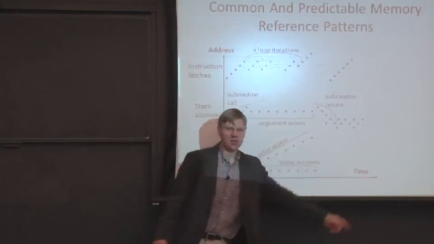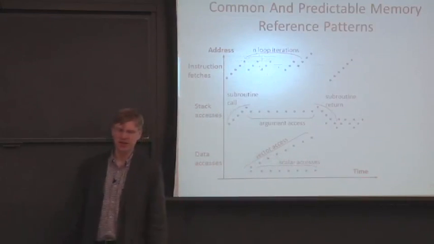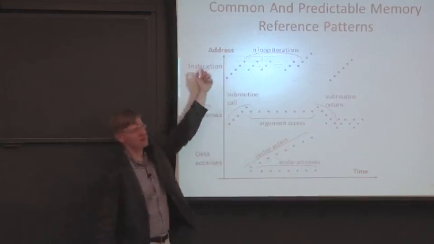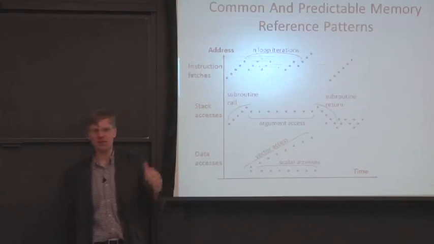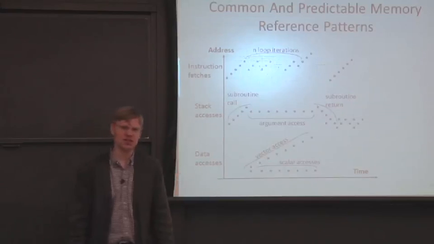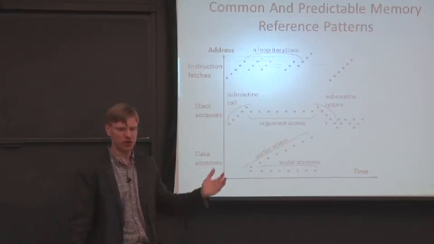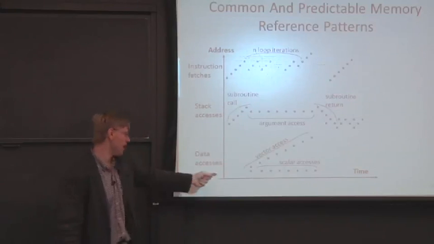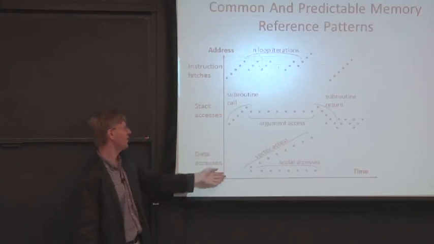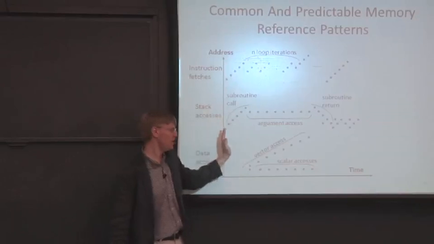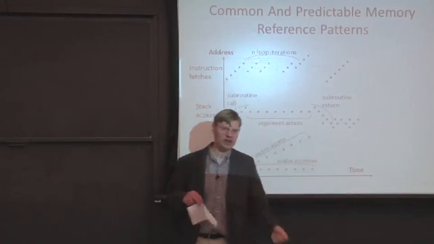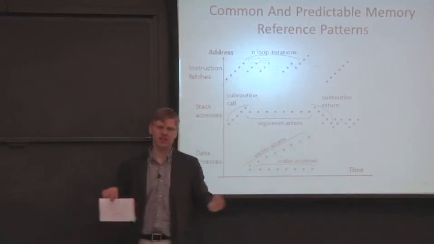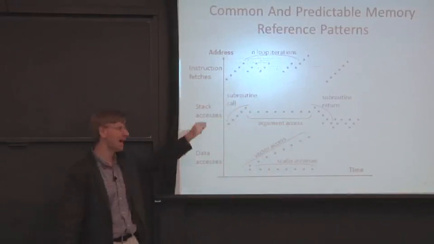We have time on the horizontal axis, and address on the vertical axis. If your machine, let's say, has 4 GB of RAM, we have a line across here for every single address in the machine. And then we have time. As the program executes and accesses different pieces of memory, we're going to put a dot on this graph.